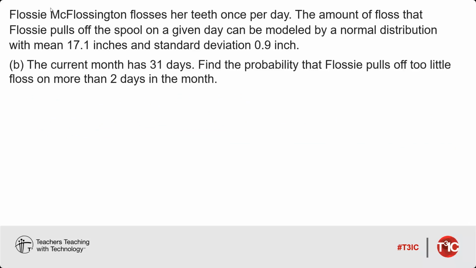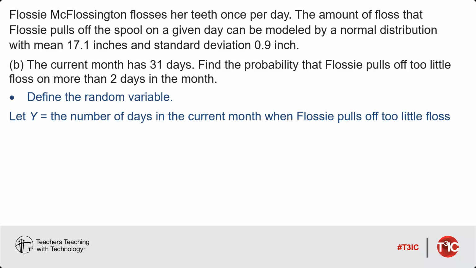31 days. So we want to find the probability that Flossie pulls off too little floss on more than 2 days in the month. So too little floss again is less than 16 inches, more than 2 days in the month. All right, so I need to regroup here. This is a new situation, and we're going to follow the same routine. Define the random variable. I'm not going to call it x because that's already used. So let's let y be the random variable here. We'll make that the number of days in the current month when Flossie pulls off too little floss. And that's the event we found the probability of in part A.